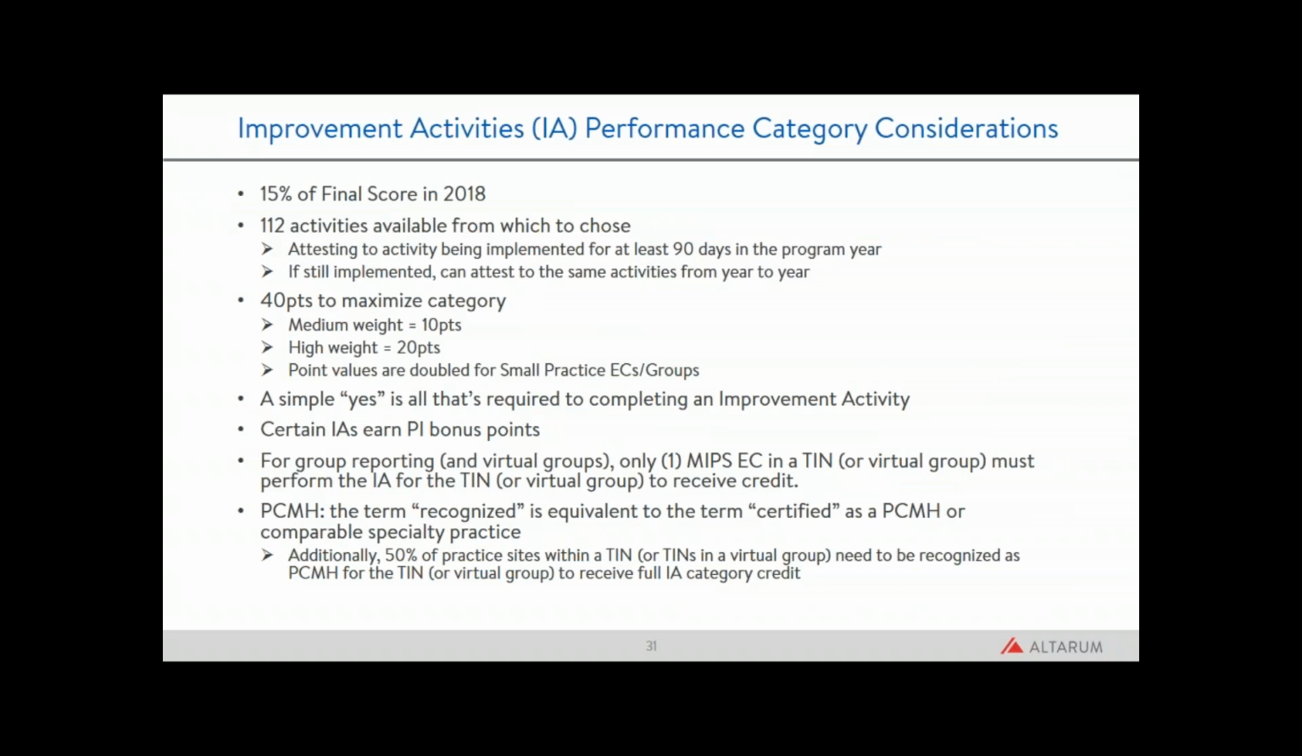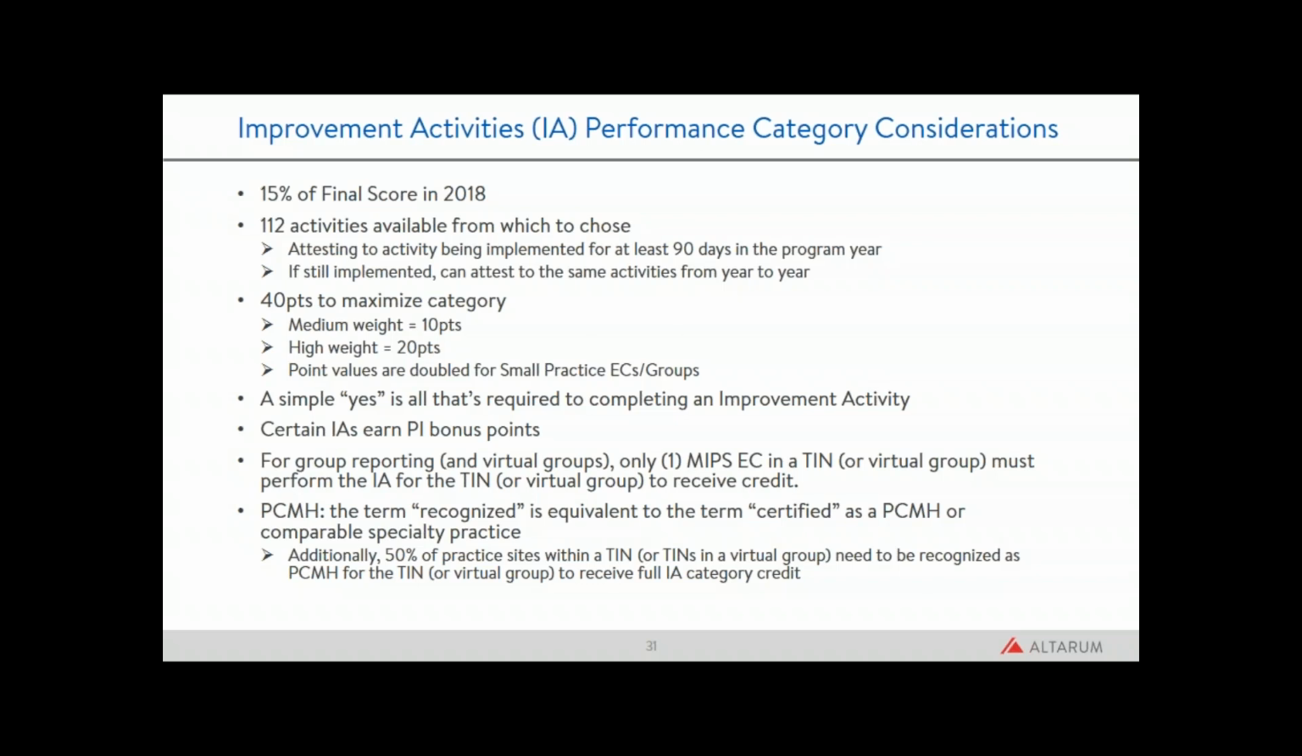So we'll look at the improvement activities performance category next and some considerations there. It's worth 15% of your final score this year, same as last year. There are 112 activities available to choose from. When you attest to the activity being implemented, what you're telling CMS is you had it implemented for at least 90 days in the program year.